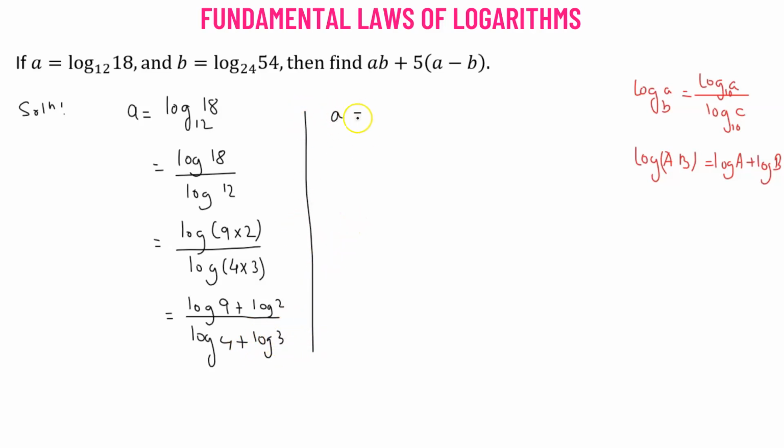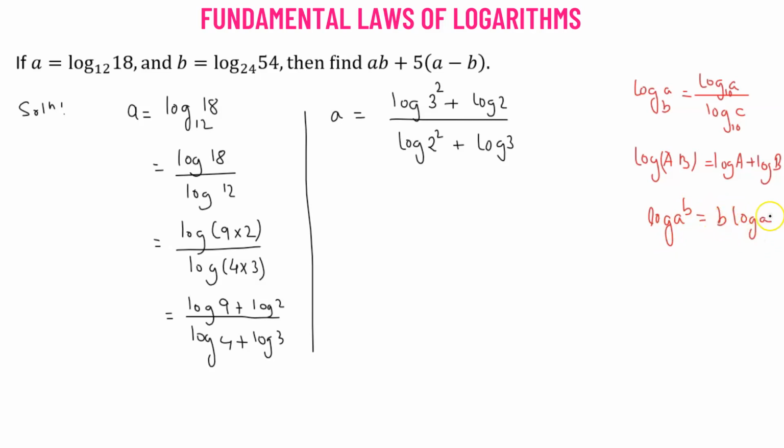So a will be equivalent to log of 9, which we can express as 3 squared, plus log of 2, divided by log of 4, which is 2 squared, plus log of 3. The only reason we are writing it in this fashion is that log of a raised to the power of b is equivalent to b times log of a. That means log of 3 squared is 2 times log of 3, so a equals 2 times log of 3 plus log of 2 divided by 2 times log of 2 plus log of 3. So this is the value of a.